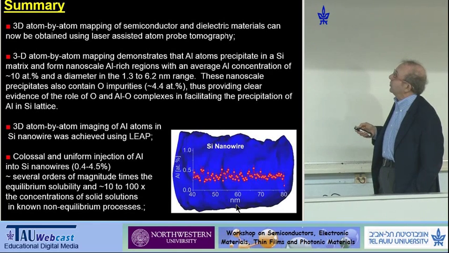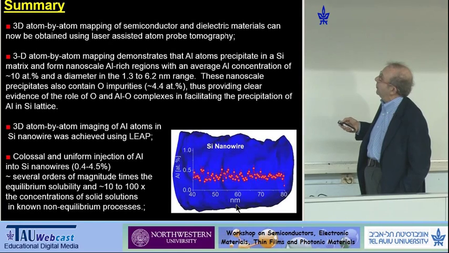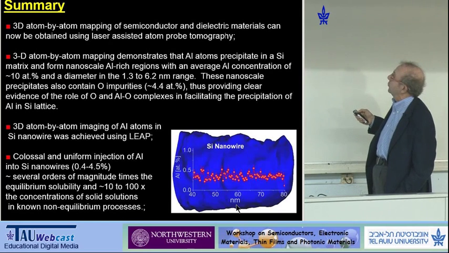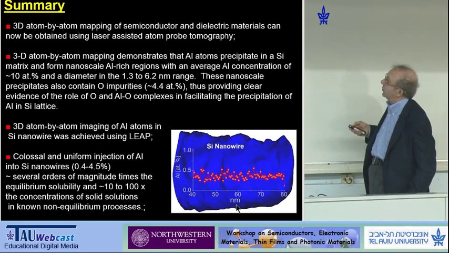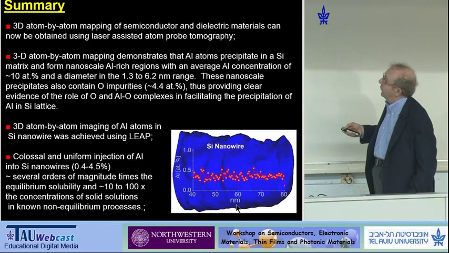Okay, so what do we learn from this? That we can do atom-by-atom mapping of both semiconductors and dielectric materials on an atomic scale using UV laser dissection. The atom-by-atom dissection shows that the aluminum atoms precipitate in the silicon matrix, and they form aluminum-rich regions with an average aluminum concentration of about 10 atomic percent.